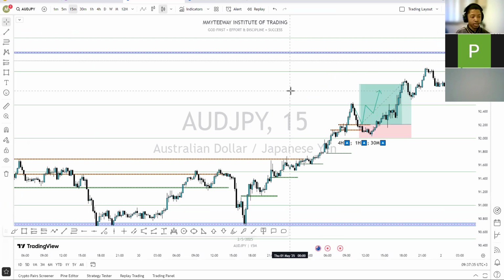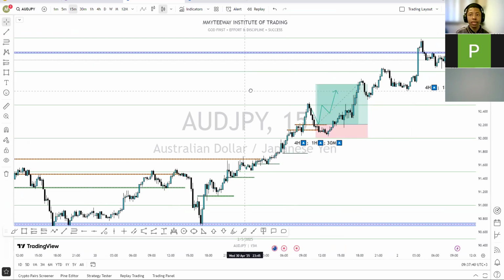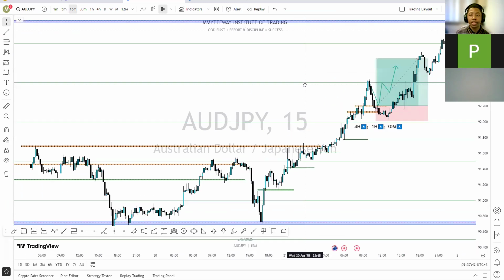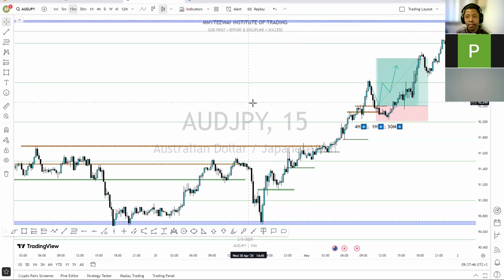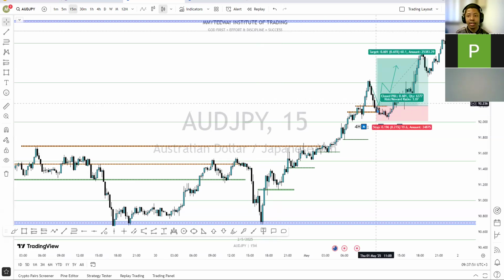So now we are moving on to the analysis for yesterday, the trades we had yesterday. This trade needed a bit of tenacity, guys. This trade was not good. It was painful.